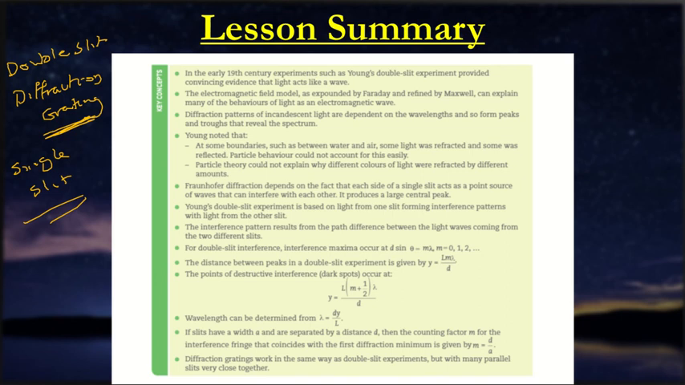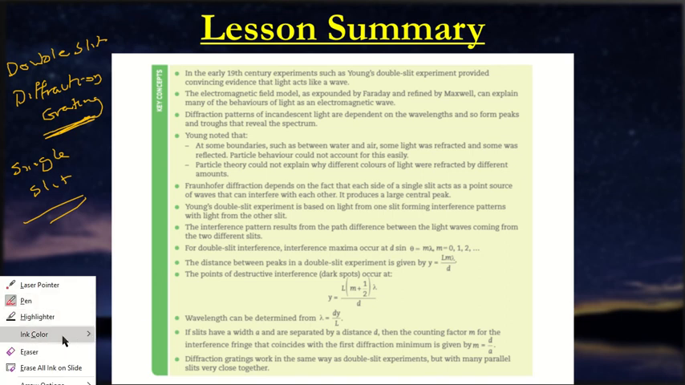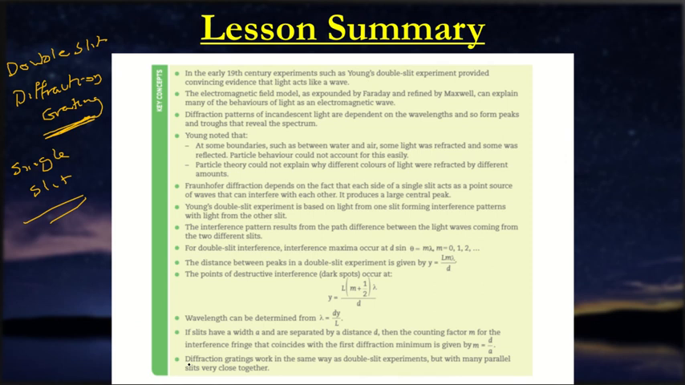So yeah, the last thing I just want you all to look at is this final bit here. Diffraction gratings work the same way as a double slit experiment, but with many parallel slits very close together. Okay, so the reason we get sharper images is because the slits are narrower and there are more of them, so we get a sharper image. Okay, and so that is that.